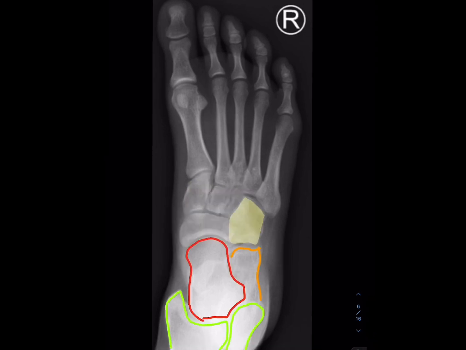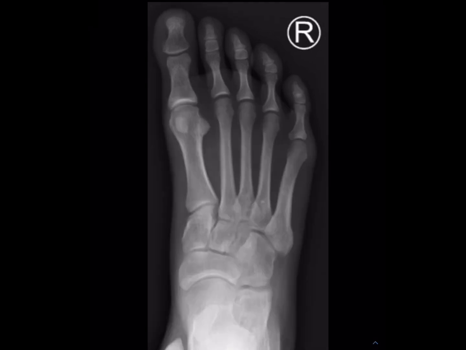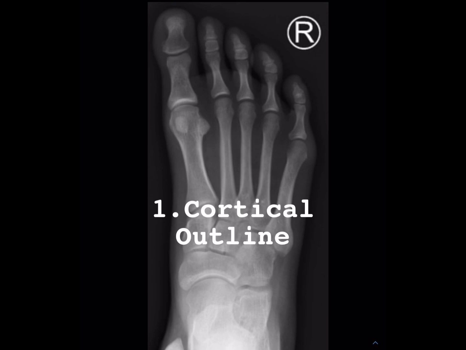The yellow colour here represents the cuboid bone, and the ones outlined in red are the talus bone, outlined in orange is the calcaneum, and outlined in green is the distal tibia, and also here is the distal fibula. For the approach to reading foot radiograph, first of all, look at the outline of the bone cortex.